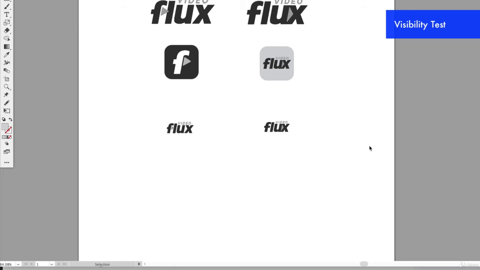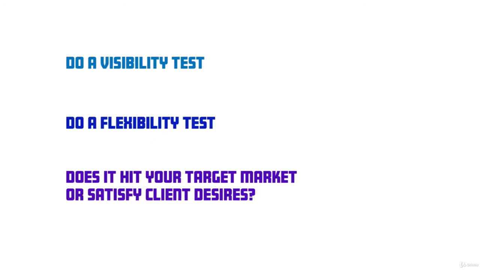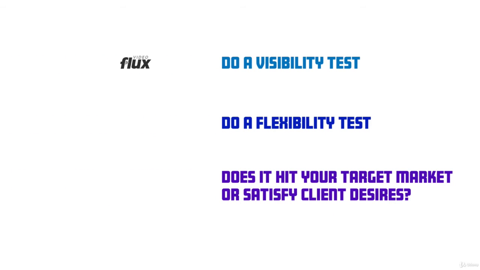So we've done a couple of tests here. We did a visibility test. We made our logo very small and we tested it out. We did a flexibility test. Can it adapt to a square environment? And eventually we're going to need to have a horizontal logo.